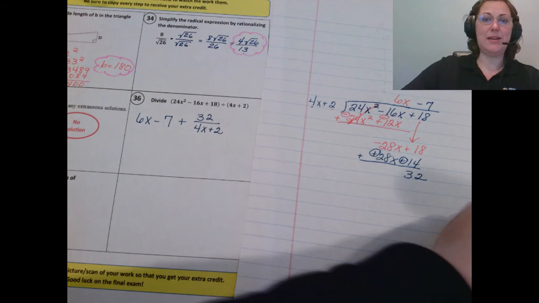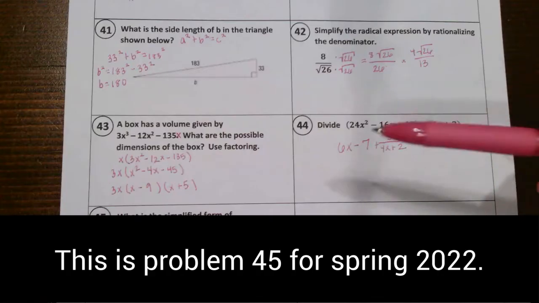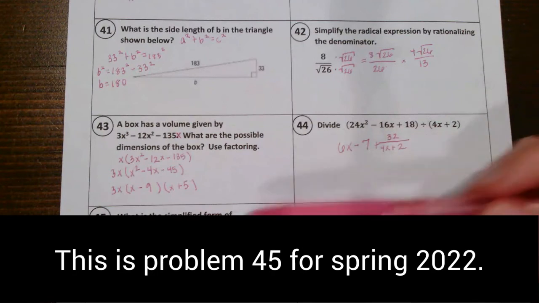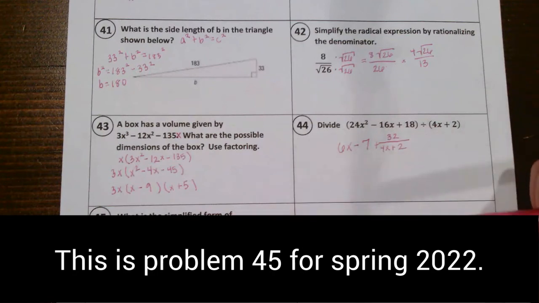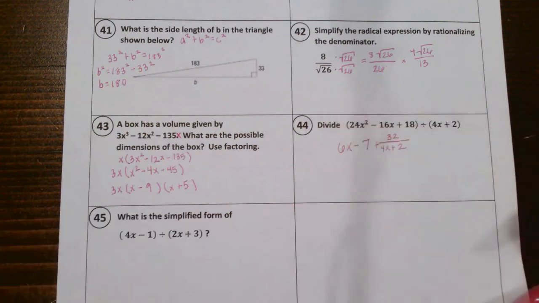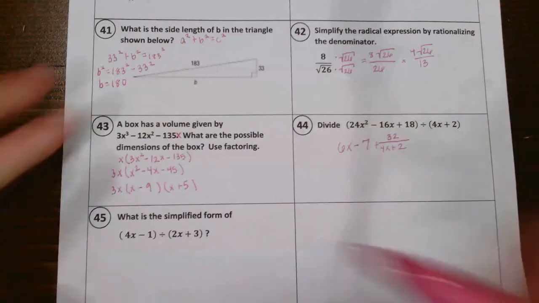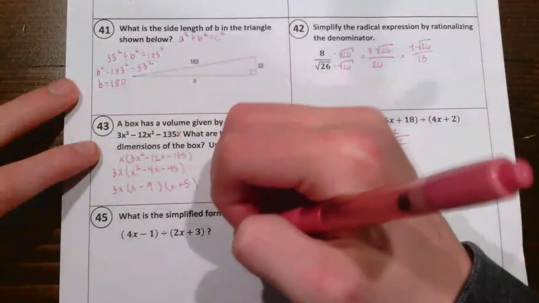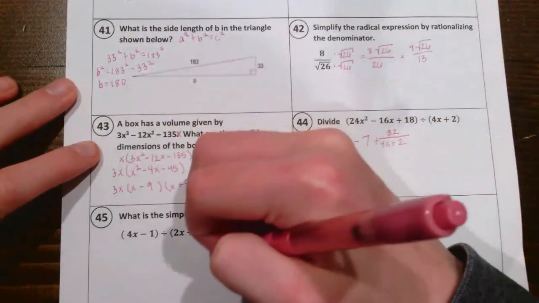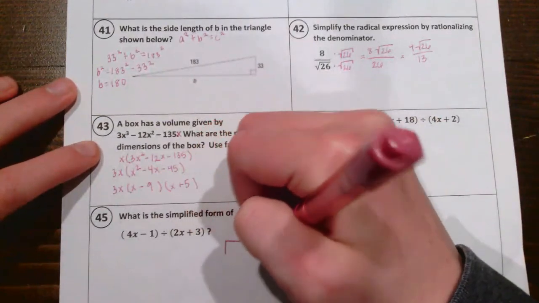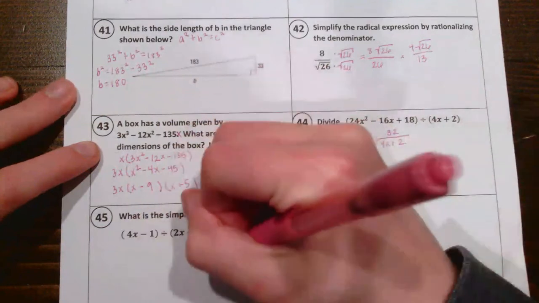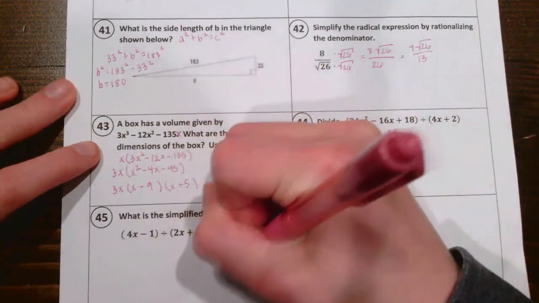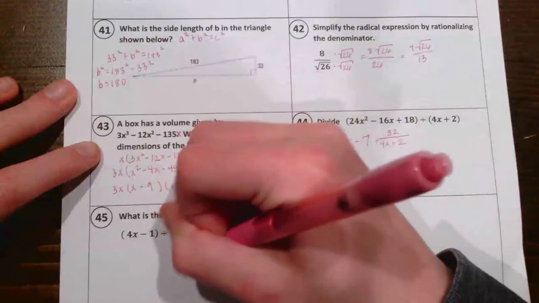All right, one more to go. We got number 37 here. So number 45 is wanting the simplified form of this equation here. And it's very, very similar to number 44 here. So we're going to set up our division, our house, so to speak. And it's going to be 4x minus 1 will go under the house. 2x plus 3 will go outside the house.